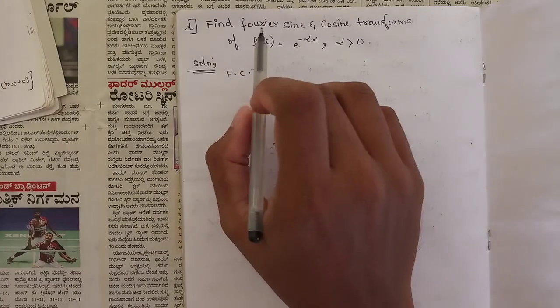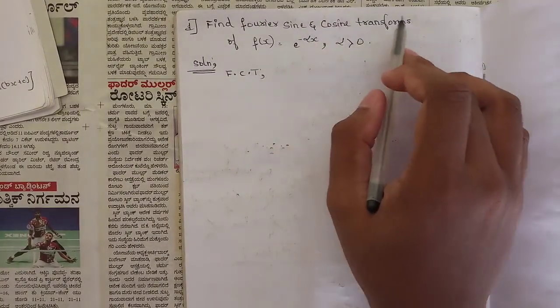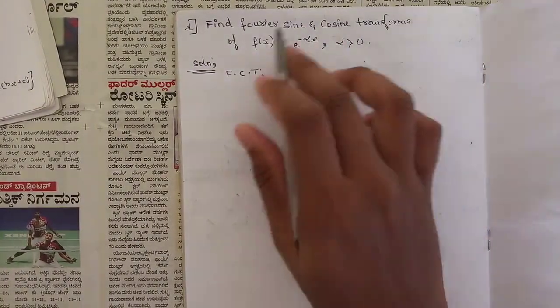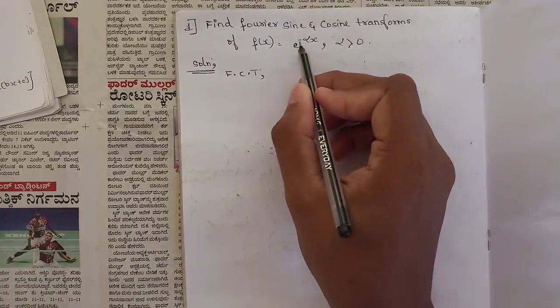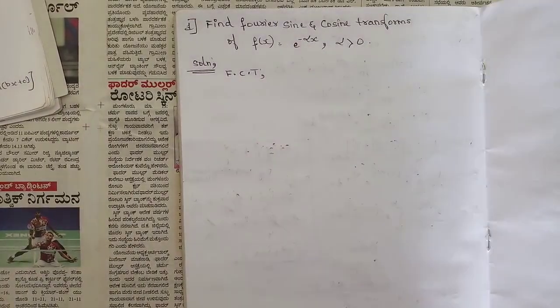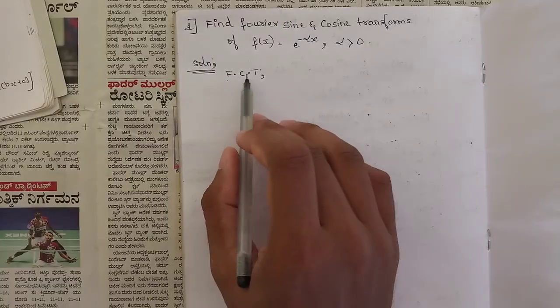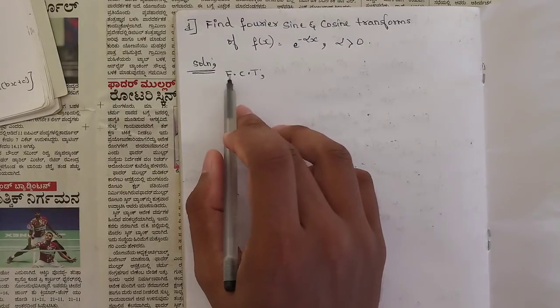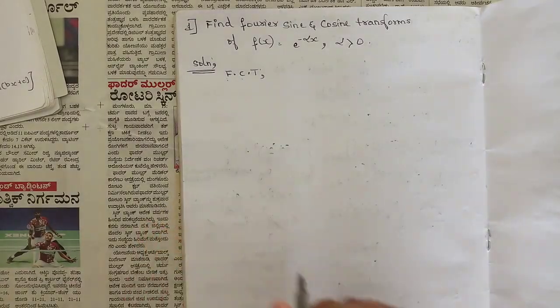We need to find the Fourier sine and cosine transforms of the function f of x, which is given as e to the power minus alpha x, where alpha is strictly greater than 0. That is, we can say that alpha is a positive constant. So first we are going to solve it for the Fourier cosine transform, FCT in short form.